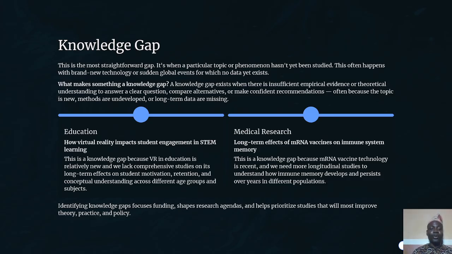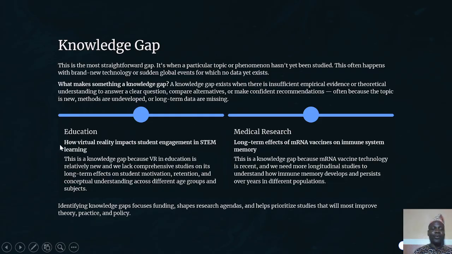So it is very important to note that what makes something a knowledge gap is that a knowledge gap exists when there is insufficient empirical evidence or theoretical understanding to answer a clear question, compare alternatives, or make confident recommendations, often because the topic is new, methods are underdeveloped, or long-term data are missing.